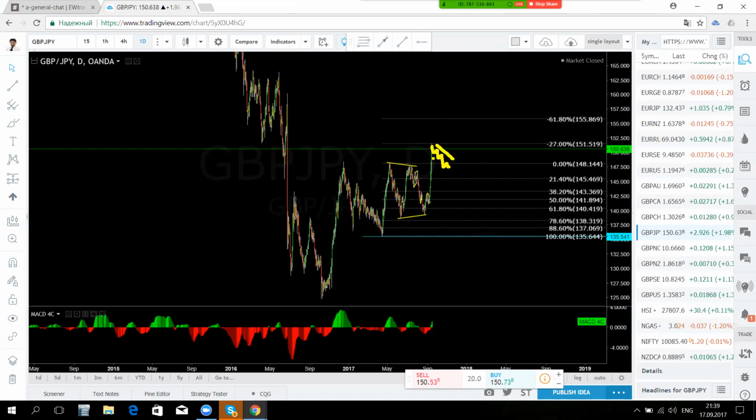Like all the Peng pairs, the bigger direction is to the downside. All of them. The bigger direction, the daily, the weekly trend is still one more impulse to the downside. Now, each one may go differently because there's another currency on the other side of it, right? But the Peng is the leading one.